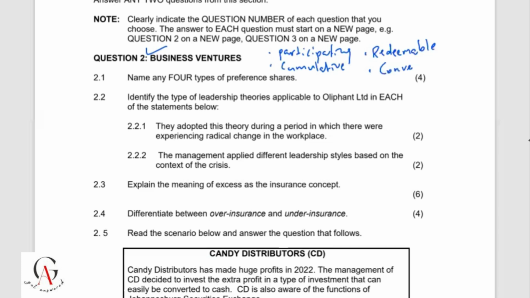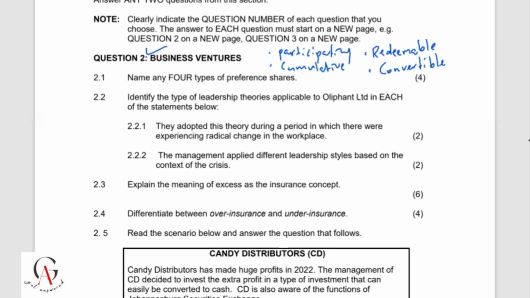So now, if you still remember, these are preference shares. We have participating, and we also have non-participating. And we also have cumulative, which goes together with non-cumulative. We also have redeemable that goes together with non-redeemable. And lastly, we have convertible, which goes together with non-convertible. Okay, right, great thoughts. So now let's move on to 2.2.